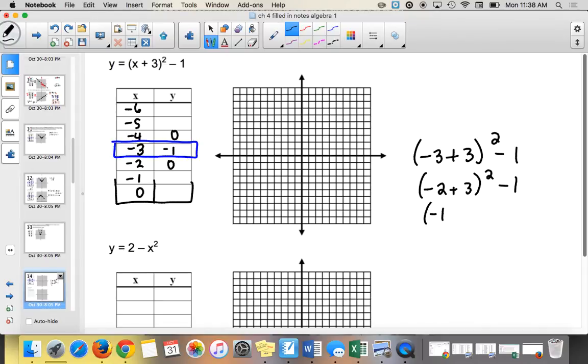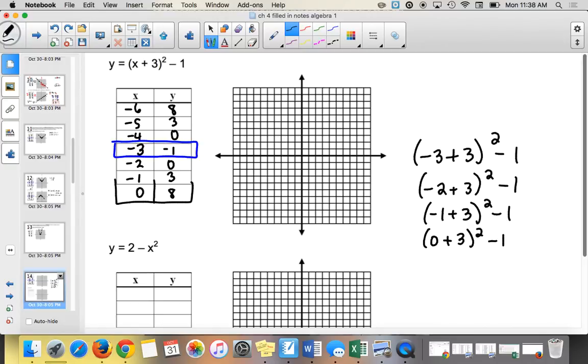So Maya, negative 1 plus 3. 2. 2 squared is? 4. Minus 1? 3. So these both are going to be 3. And then 0, Isabella, how about you? So 0 plus 3 squared? 6. Oh, nope, 3 times 3 is 9. And then minus 1? 8. So we get 8 and 8.